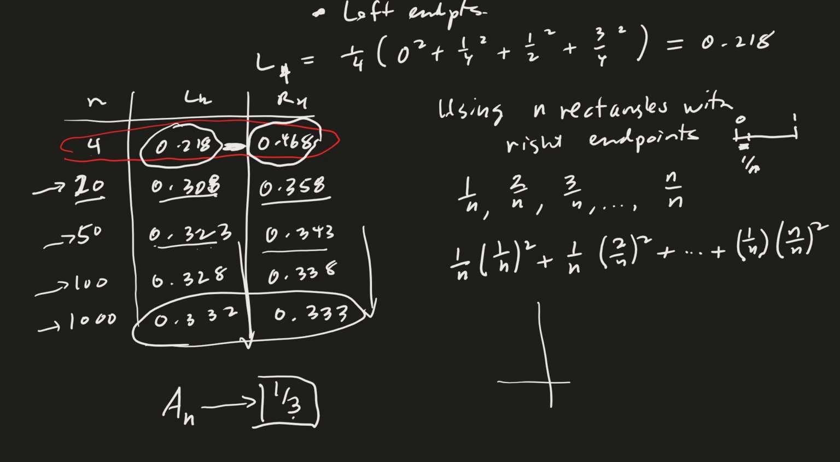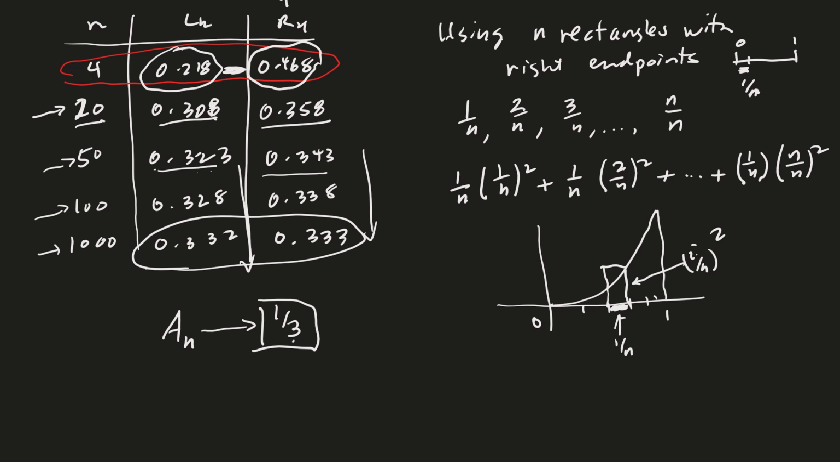So let's see where we are here on our picture, just to be sure we've got this. From 0 to 1, I've divided this into n pieces. I just take one piece and I'm using the right endpoint for the height. And so the width is 1 over n, and then the height is i over n squared, whichever i is. So i is running from 1 to n here. Therefore the ith area is just going to be 1 over n times i over n squared.